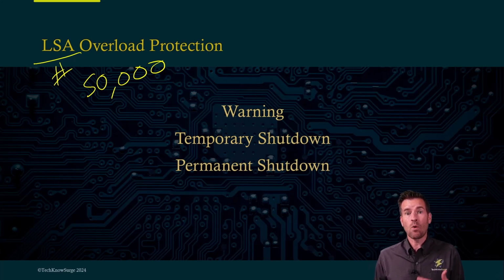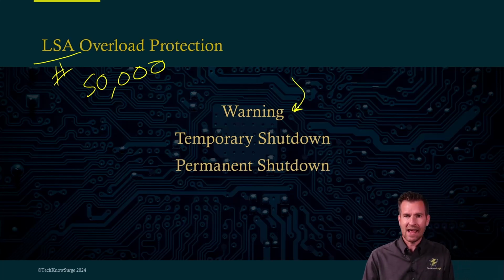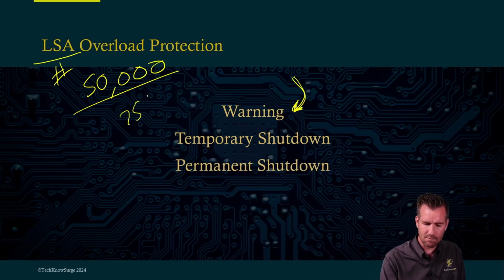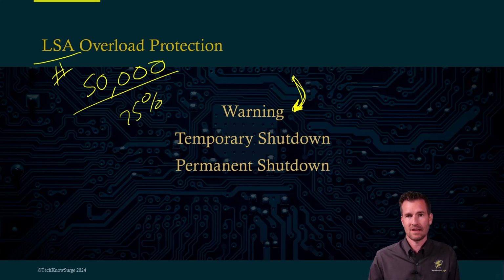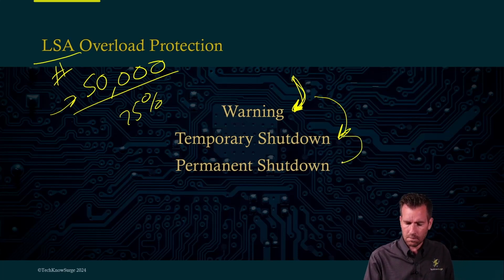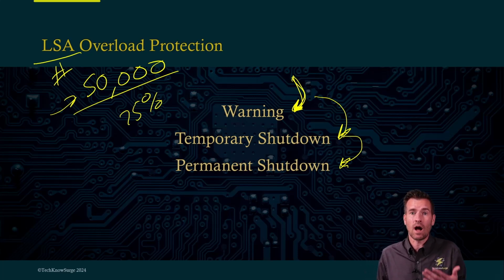But at that point in time, what will happen? Well, first of all, we have a warning. Before we actually hit 50,000, some sort of warning gets triggered. Perhaps it gets triggered at the 75% mark, so at 37,500 we see a warning. Then if it continues to go up and hits 50,000, it will go into a temporary shutdown. If that happens enough, then it will go into a permanent shutdown, and manual intervention is going to be required to get it back up and running because there's probably something wrong on the network.